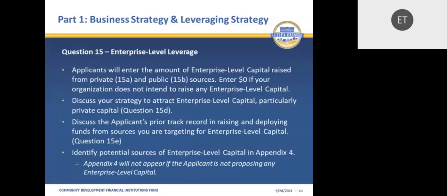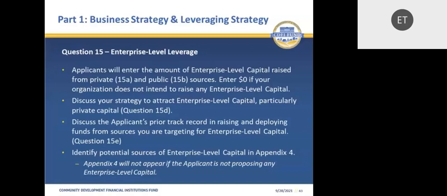And then from there, you're going to be showing your leverage in these different categories. So again, let's start with enterprise level leverage. That's question 15. And first, what you'll do is separate these into private and public sources, 15A and 15B. And if your organization does not intend to use enterprise level capital, you simply enter 0 for both of those fields. In 15D, you'll discuss your strategy to attract this type of enterprise level capital, particularly private capital.